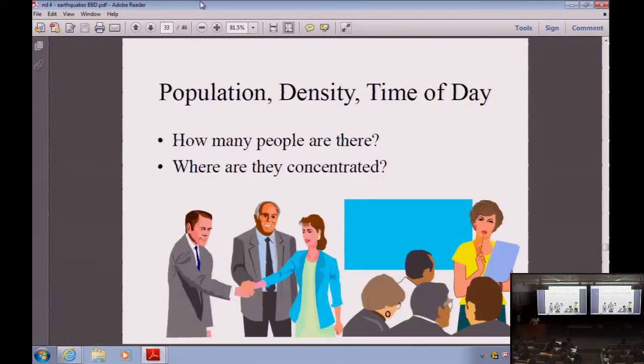So the last part of this is not something that controls the damage, but it does control the death: population density, and the time of day. How many people are there? Where are they concentrated? So you can imagine, those of you who've been to Tokyo, how many people live in downtown Tokyo?